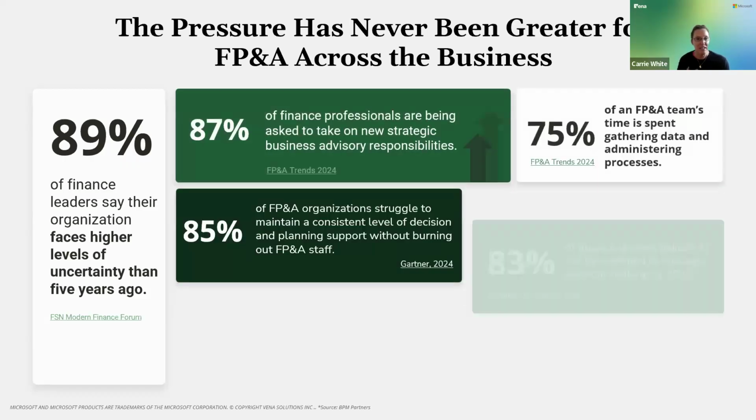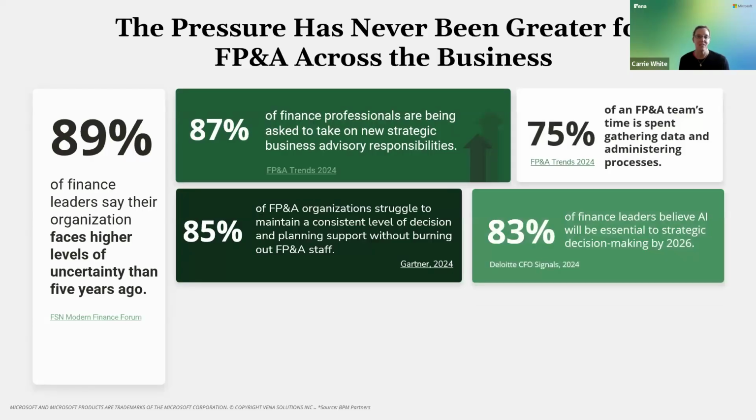And many financial professionals are being asked to take on a lot more strategic responsibilities and business advisory type roles. And it's really hard to do that when you're stuck in the budgeting chaos that tends to happen at this time of year, and being unable to do so effectively through the use of normal Excel spreadsheets. So there's a lot of FP&A folks out there really struggling. 75% of the time is spent on just gathering data, doing the administrative tasks, and not being strategic.